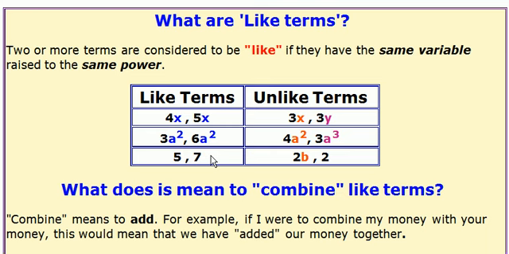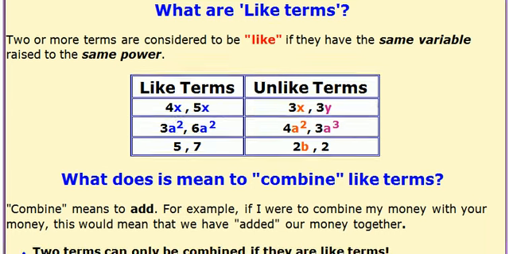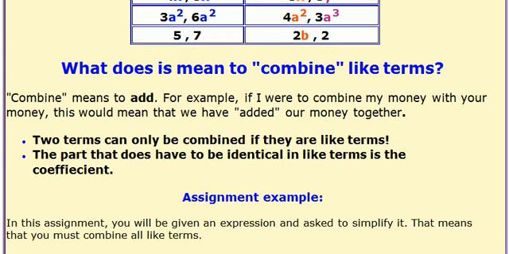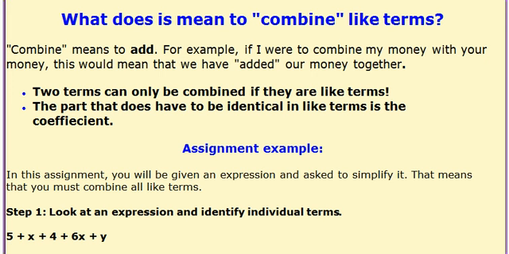The last example I gave you is an example of constants. The constant number 5 and the constant term 7 are considered to be like because they're both constant terms. Then I gave you an example of unlike terms in the same row. 2 times b is not the same thing as the number 2. Okay? All right, so further down in this page, I said, what does it mean to combine like terms?